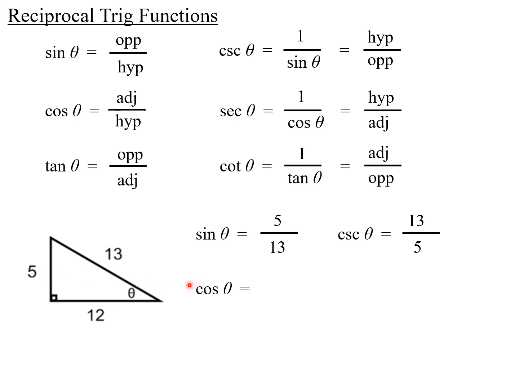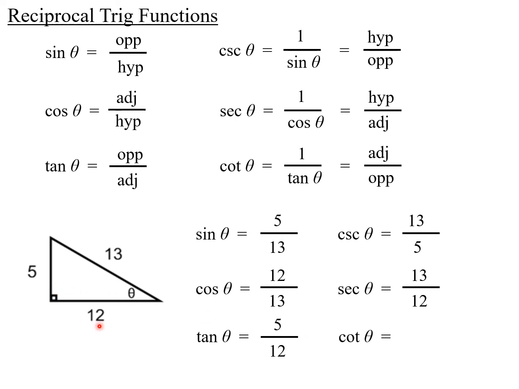Okay. All right. Cosine is adjacent over hypotenuse, so that's going to be 12 over 13. And then the secant, which is the reciprocal of the cosine, will then be 13 over 12. Okay, and then tangent, which is opposite over adjacent, is going to be 5 over 12. And then the cotangent will be the reciprocal of that, or 12 over 5.